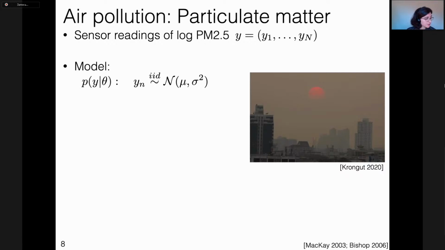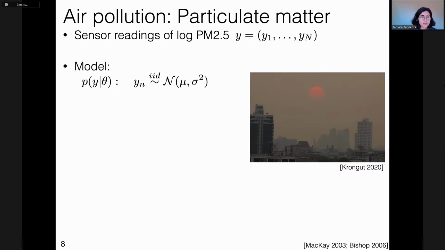And this picture that we're seeing here is Bangkok. There are a lot of cities in the world that have some amount of air pollution, and this is something that we'd like to understand. What is the amount of PM 2.5? So we might collect a bunch of sensor readings of the log of the concentration of PM 2.5 in the atmosphere. Let's imagine that's our data here. So we have capital N sensor readings, Y1 up to YN. Y is again just our collection of all of our data.